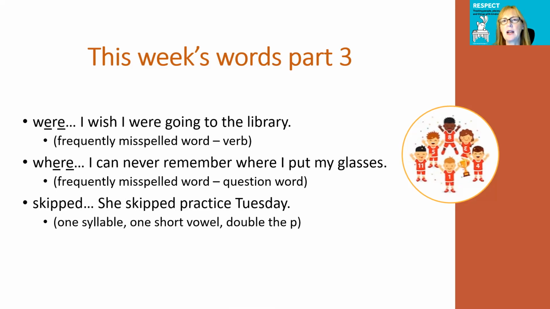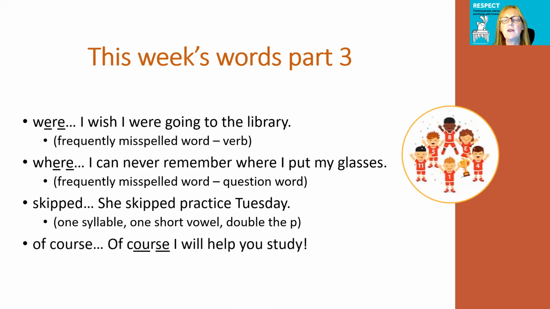Skipped. She skipped practice Tuesday. One syllable, one short vowel, then we're going to double the P. So we have the word skip. It has one syllable. It has one short vowel, I. It has one consonant right after the short vowel. So we know we're going to double the P and add ED. We end up with the T sound at the end, but that's okay.